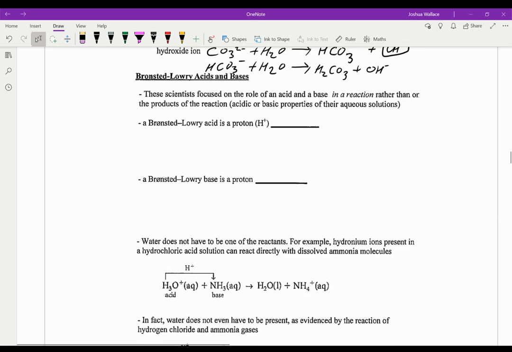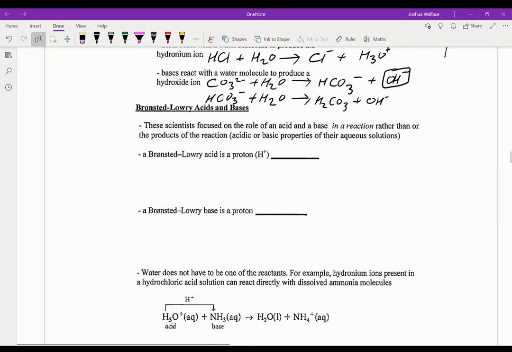We're going to look at a theory called Bronsted-Lowry, which essentially is a theory on acids and bases. The scientists Bronsted and Lowry focused on the role of an acid and a base in a reaction rather than the products of the reaction, so the acidic or basic properties of their aqueous solutions. A Bronsted-Lowry acid is a proton donor, and a Bronsted-Lowry base is a proton acceptor.